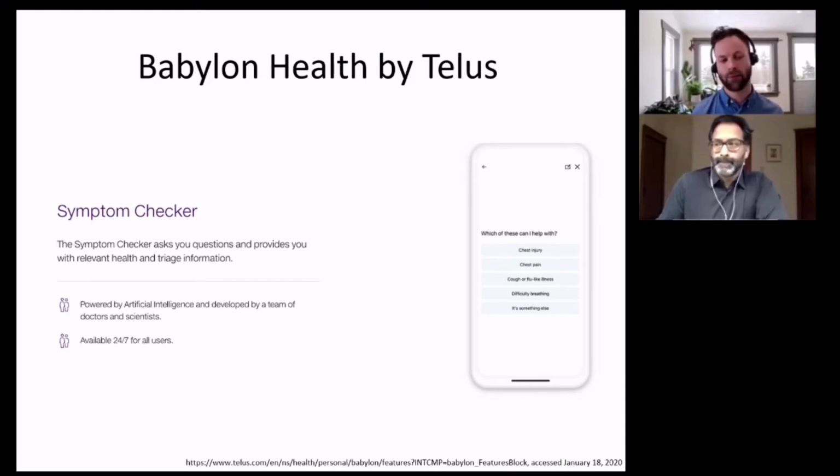So here's one example that's being used in the west of Canada, specifically in Alberta. It's Babylon Health by Telus. They developed a tool that's a symptom checker. They say it's powered by artificial intelligence, and patients can plug in their symptoms, and it will guide these patients on what to do next, to call a provider, or if it's something that can wait, and see how it goes. So next slide.